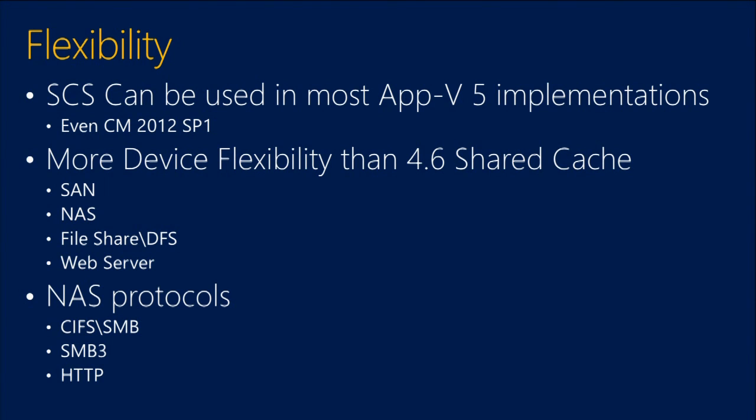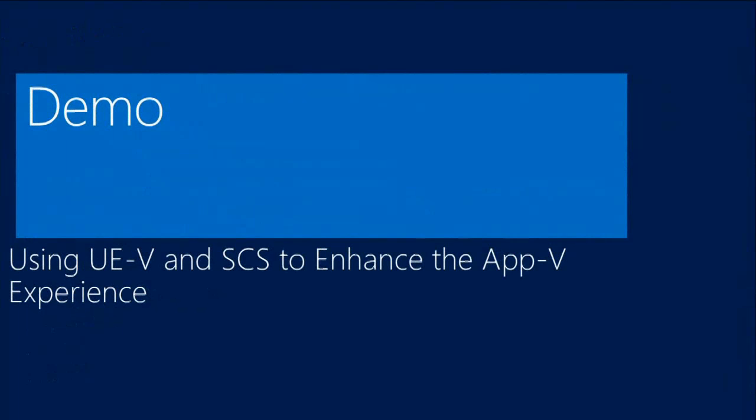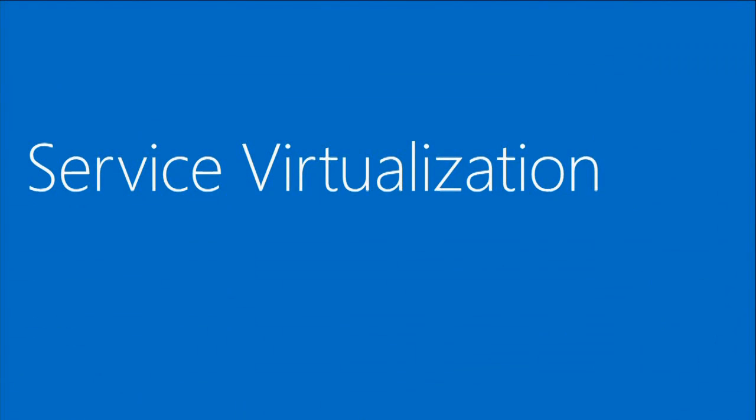More device flexibility: SANs, NAS, file shares. If you want redundancy, take advantage of DFSR. You can even use a web server and actually stream to memory using HTTP. NAS protocols, CIFS, SMB, SMB3 is phenomenal with the shared content store with Server 2012. And again, HTTP as well. This is important for those of you who are infrastructure admins having to decide on space and network storage with some of these solutions. So AppV becomes relevant in that space also.